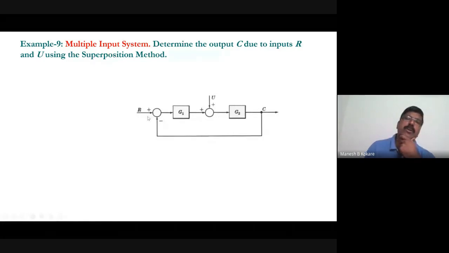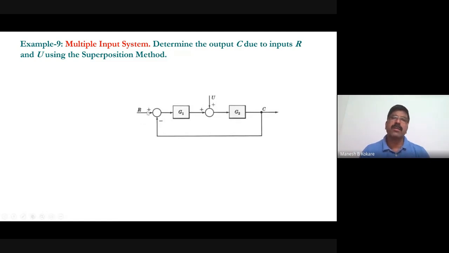Now suppose you have considered R, the first input, and made the second input 0. Now if U is 0, then there is no meaning of this summing point, so we can eliminate that summing point because the input is 0. There is only one input and the output is the same. So G1 and G2 will be in cascade, and you'll get G1 G2, and then this is in unity feedback. So the overall transfer function C by R will be equal to G1 G2 divided by, since this is negative feedback with unity feedback, 1 plus G1 G2. Are you getting?